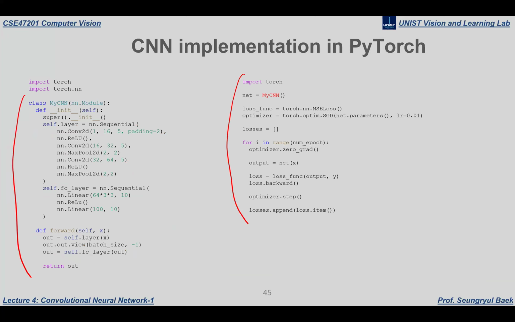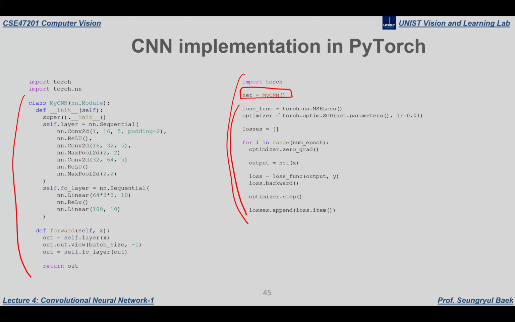This is the code we just learned. We can define the overall CNN architecture, and we can now make the instance for the network using the myCNN class we just defined. And this is the code we used for training the linear regressor.